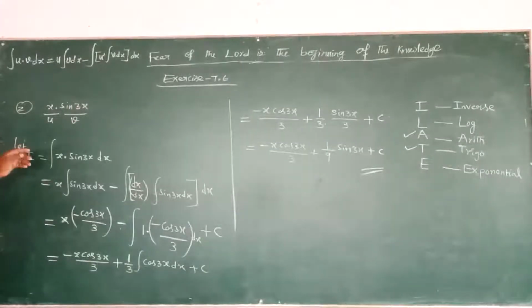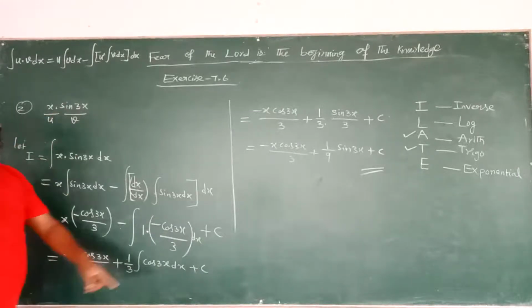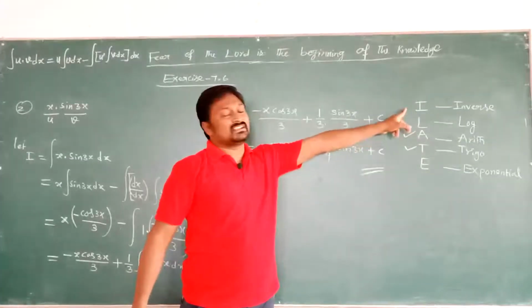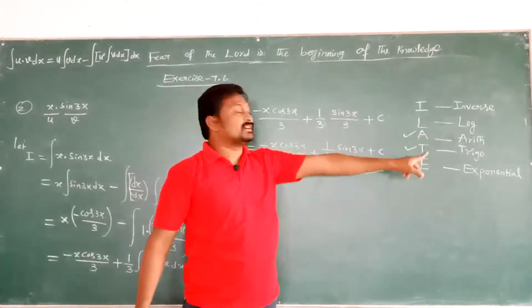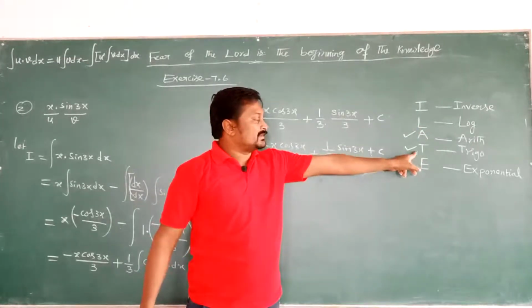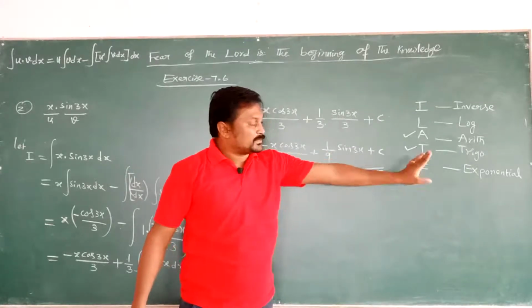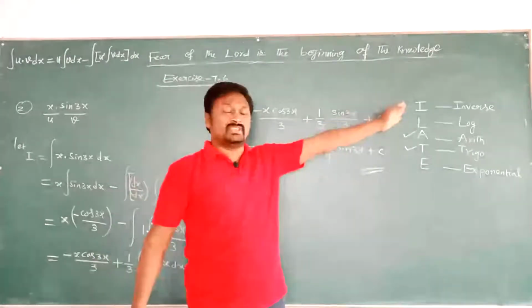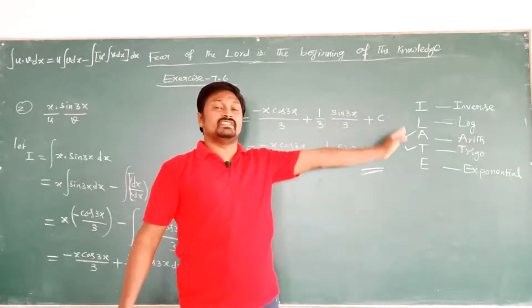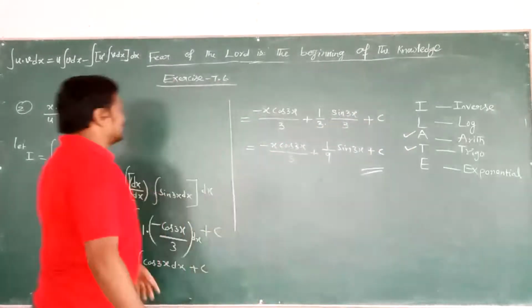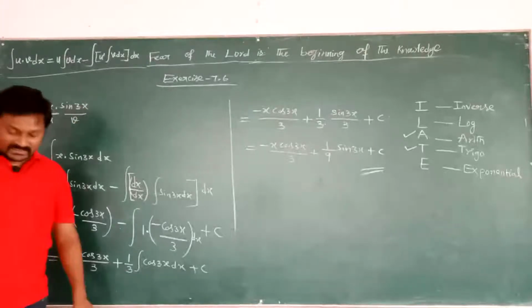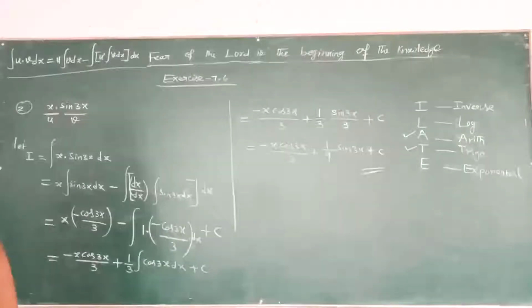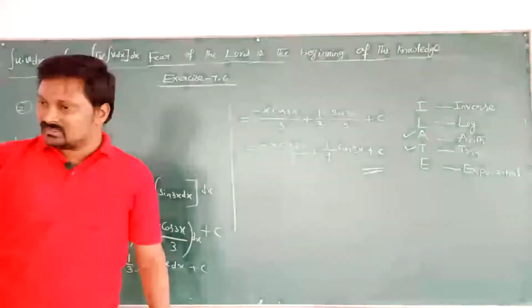So what you need to do is think of x as u and sine 3x as v by using ILATE. First inverse trigonometric functions, second logarithmic functions, third arithmetic functions, and the fourth one is trigonometric functions. E is nothing but exponential functions. So according to this order you have to think which is u and which is v. Using this formula and substituting, we get our answer. One more problem we'll discuss so that it is very easy for you all.